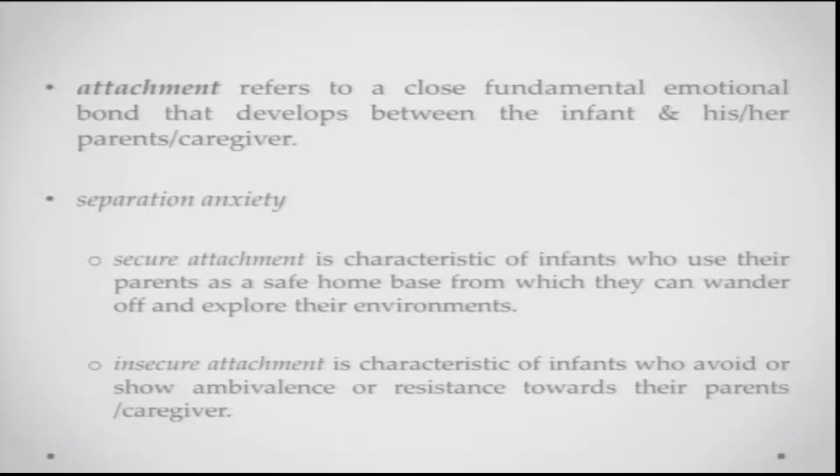One of the other aspects very early in the child's lifespan is the kind of attachment that the child develops to the immediate caregivers, parents, and people around the child. Attachment basically refers to a very close, a very fundamental emotional bond that the child develops with his or her parents or caregivers. And you can actually look at the kind of attachment by measuring a particular concept called separation anxiety. Separation anxiety is basically measured by the amount of problem that the child has, for example, if the child is separated from the caregivers.